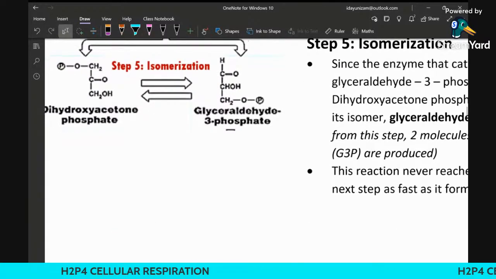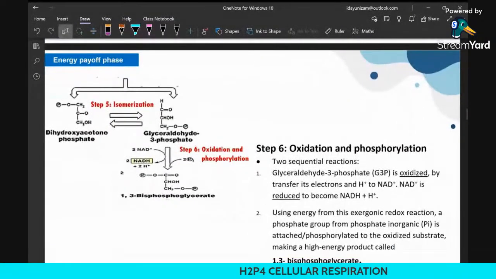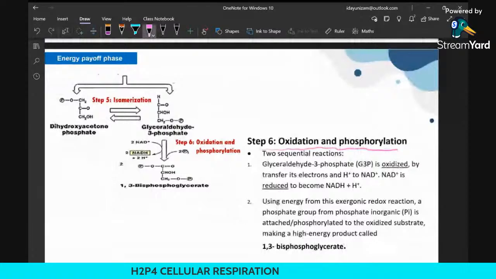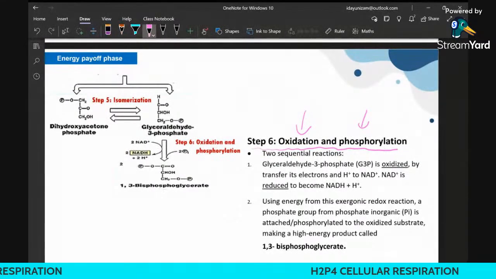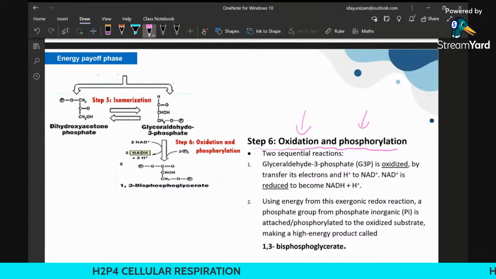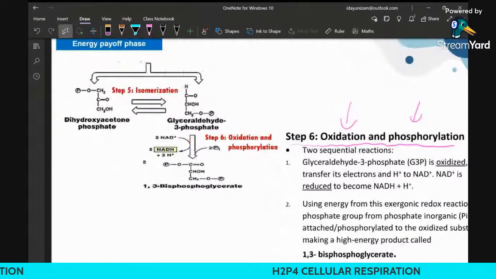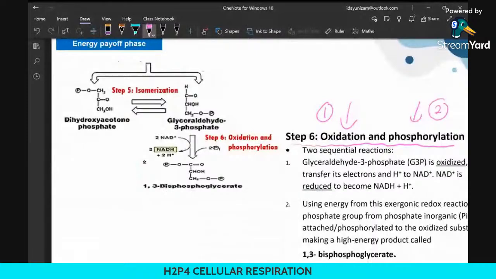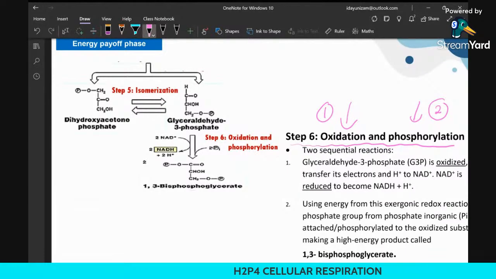Okay class, so now we proceed to step 6. Step 6 takes 2 processes. Step 6 is actually the beginning of where electron is released. In this step 6, the terms we use are oxidation (1) and phosphorylation (2). So step 6 has 2 things happening, class. Bear in mind, step 6 has 2 processes involved: oxidation and phosphorylation. Let's start with oxidation first.